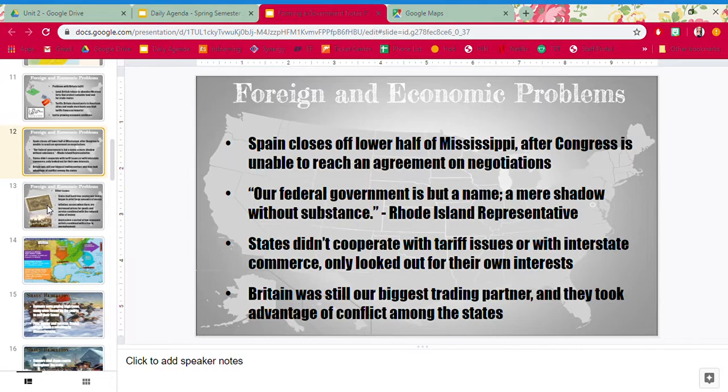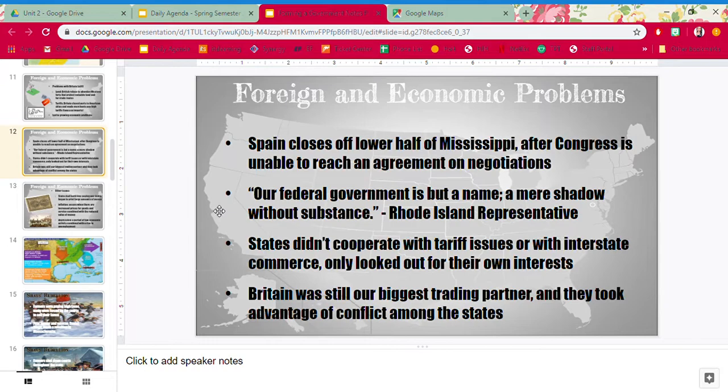So again, you're seeing issues with our Congress. It's not powerful enough to take care of some of the things we needed to take care of. A Rhode Island representative said, "Our federal government is but a name, a mere shadow without substance," right? It doesn't have any, it's just a name. We're calling it a government, but it doesn't really have the backbone or anything to actually make it a government.